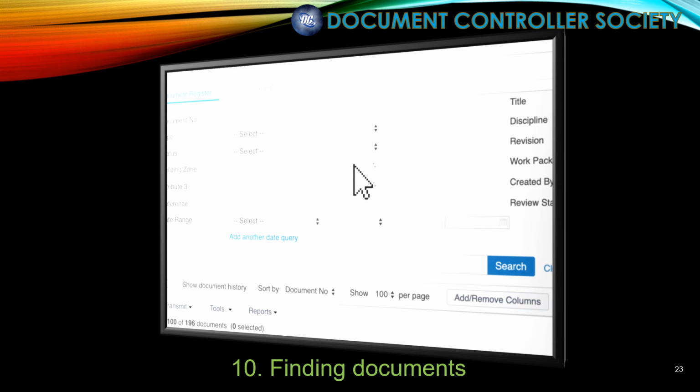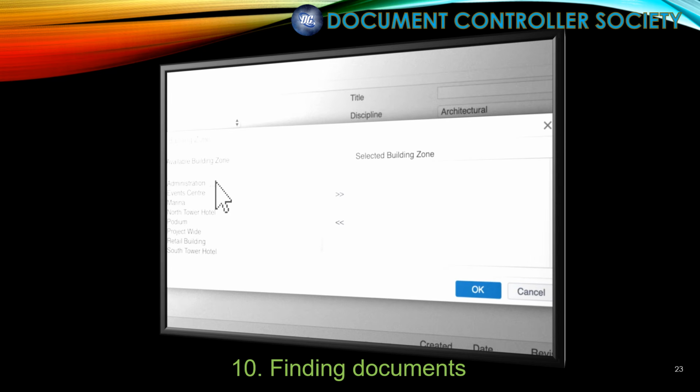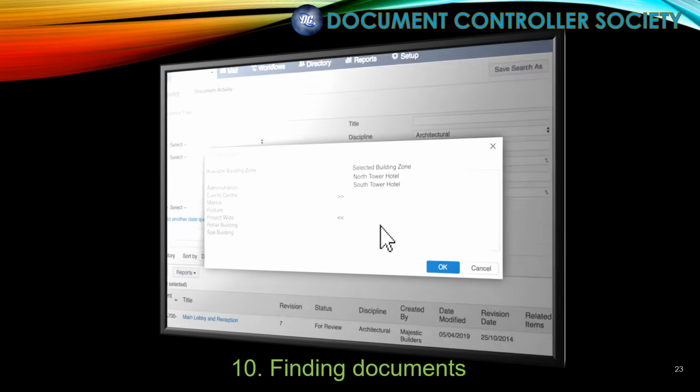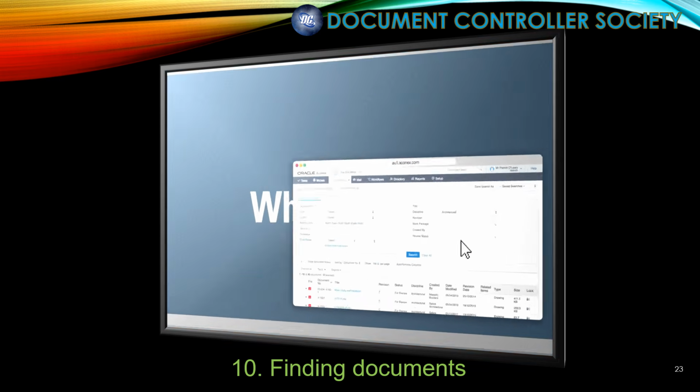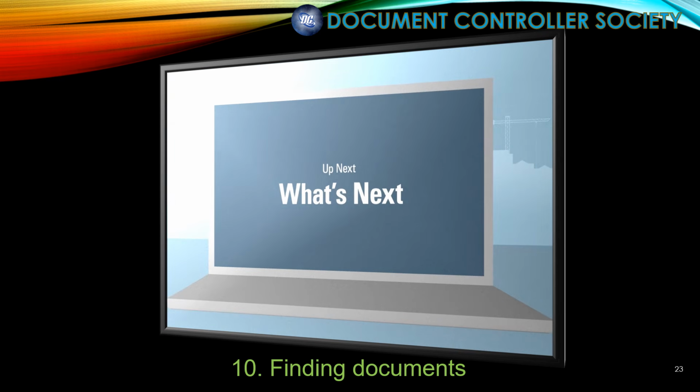If I click on the building zone, I can select multiple values here, like South Tower and North Tower. What I'm searching for now are all the architectural drawings tagged with North Tower and/or South Tower. I click the right-facing arrows to select these search parameters. I get 40 documents that meet those criteria. That's not too bad, as it's just over a page and a half worth of results. Of course, the more fields you select, the more specific your results will be. And that's it. That's how easy it is to find your documents.